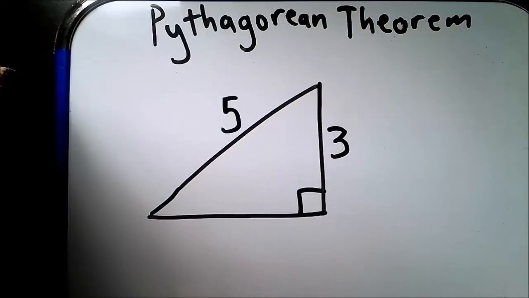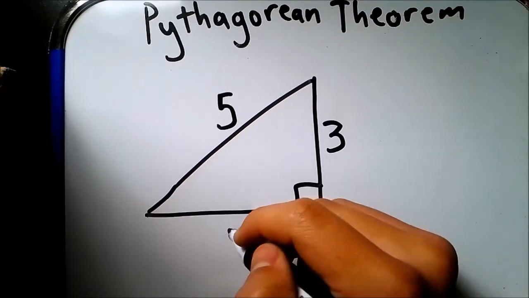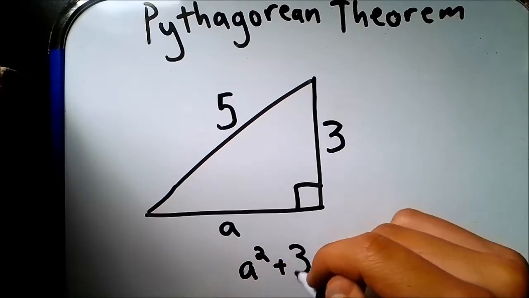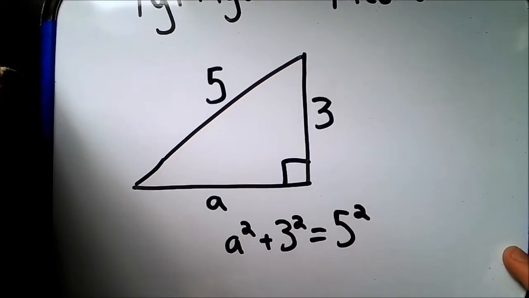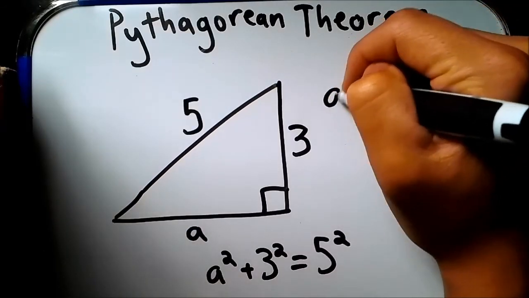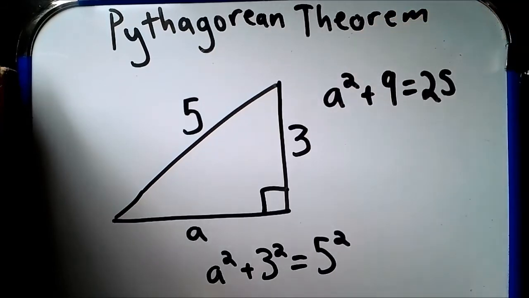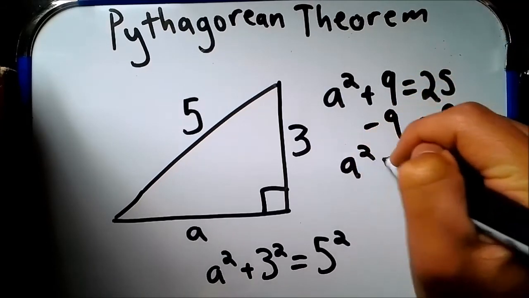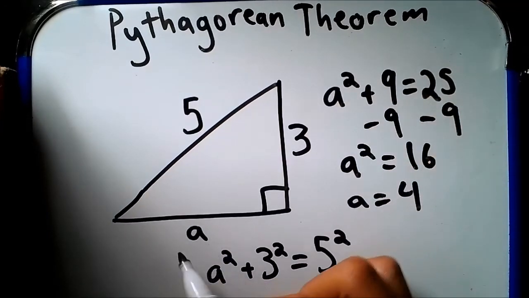Here is the second example of the Pythagorean theorem. This one is also a very common triangle that is used in geometry. So let's look at this. If we name this A, we'll get A squared plus 3 squared is equal to 5 squared. Let's rewrite that over here. We can rewrite that as A squared plus 9 is equal to 25. So now if we just subtract 9 from both sides, we'll see that A squared is equal to 16, which means that A is equal to 4.